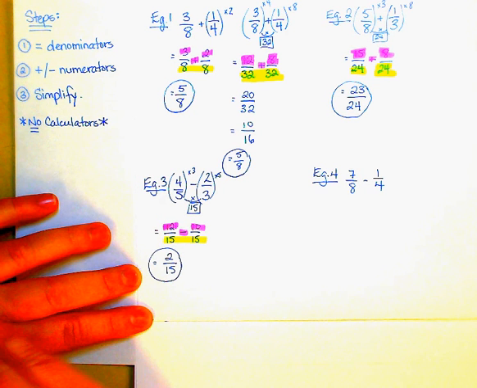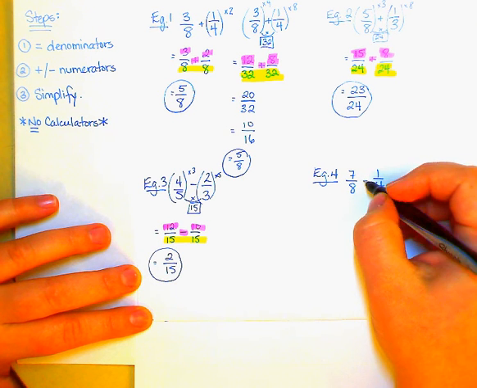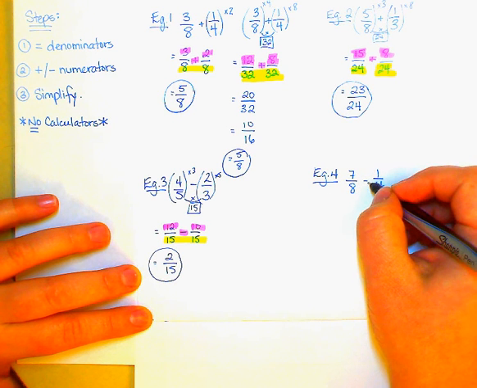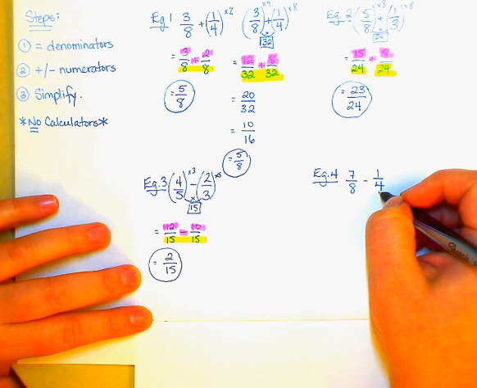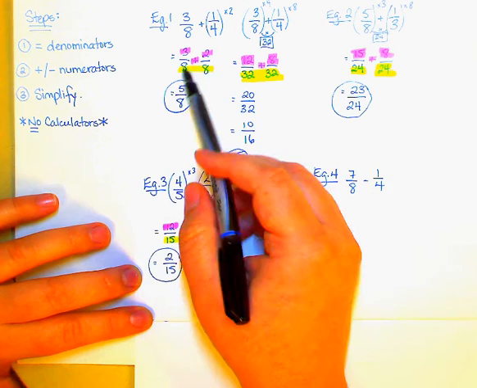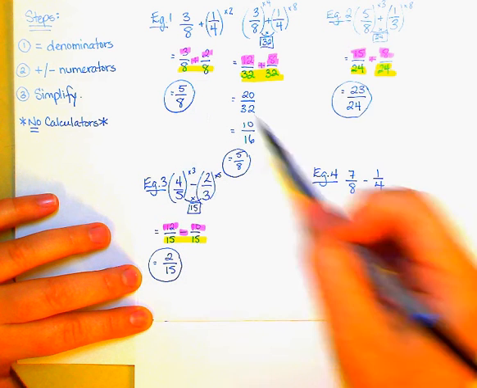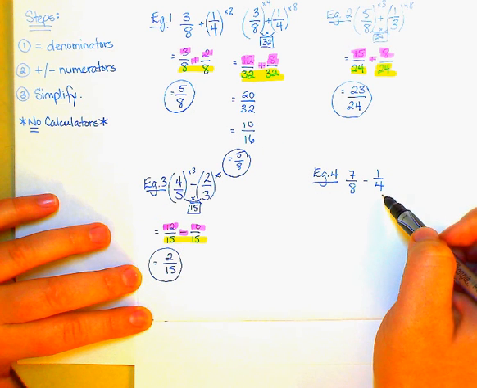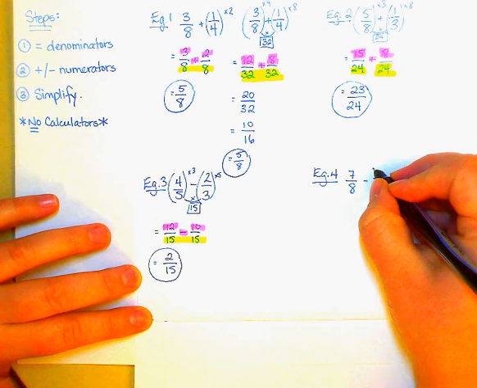Let's look at our last example, example 4. So I have 7/8 subtract 1/4. Well, I have 2 ways to do this one. Just like in example 1 where I had 8 and 4, 8 and 4 again is my denominators. So let's try it the first way.